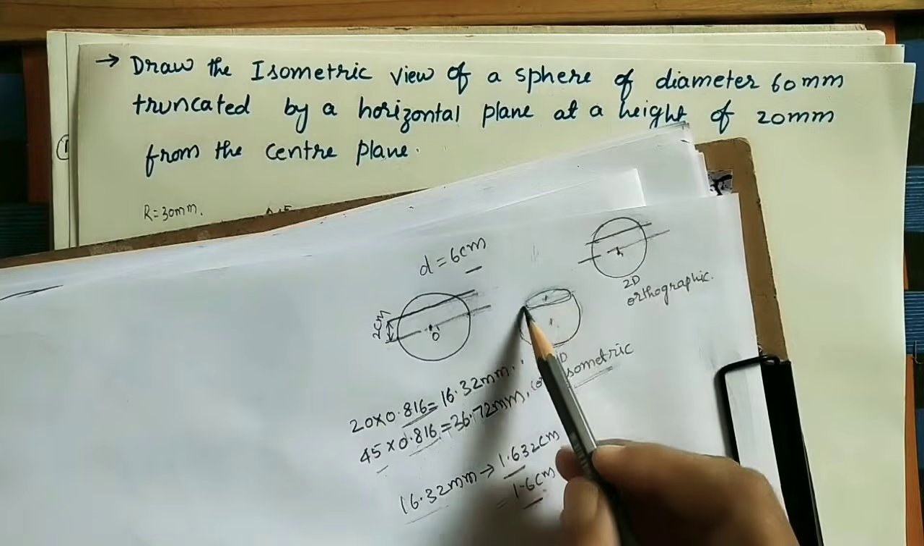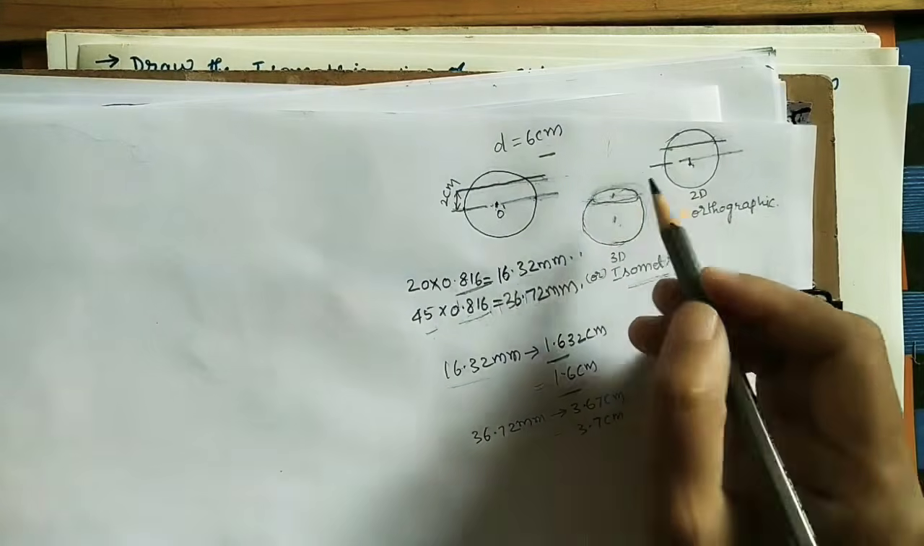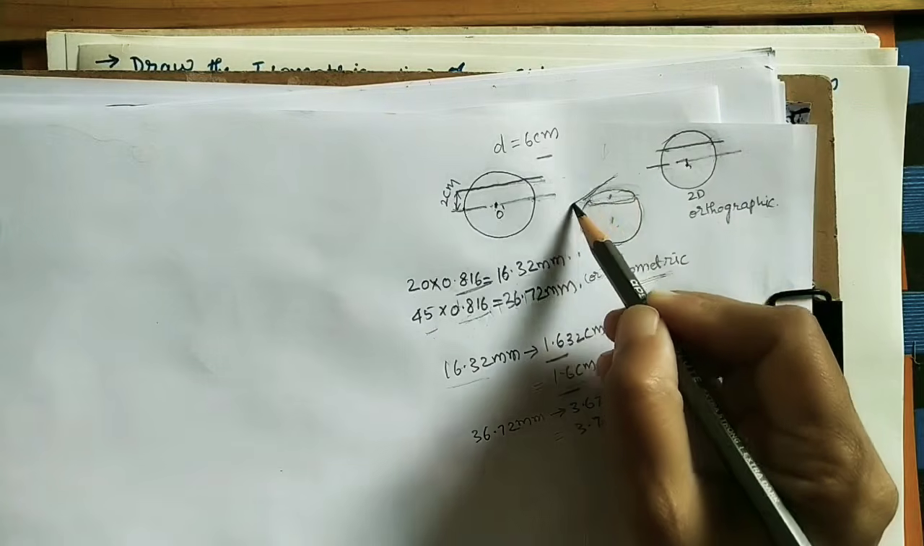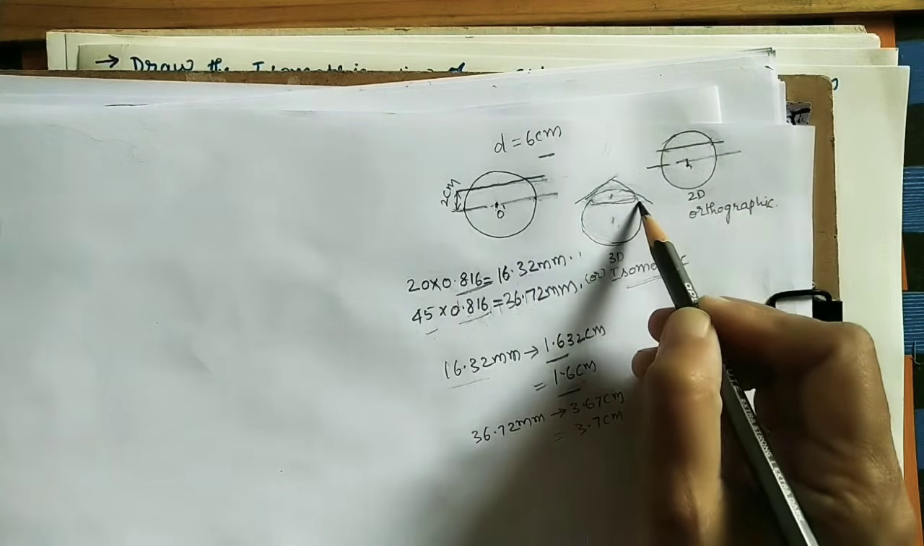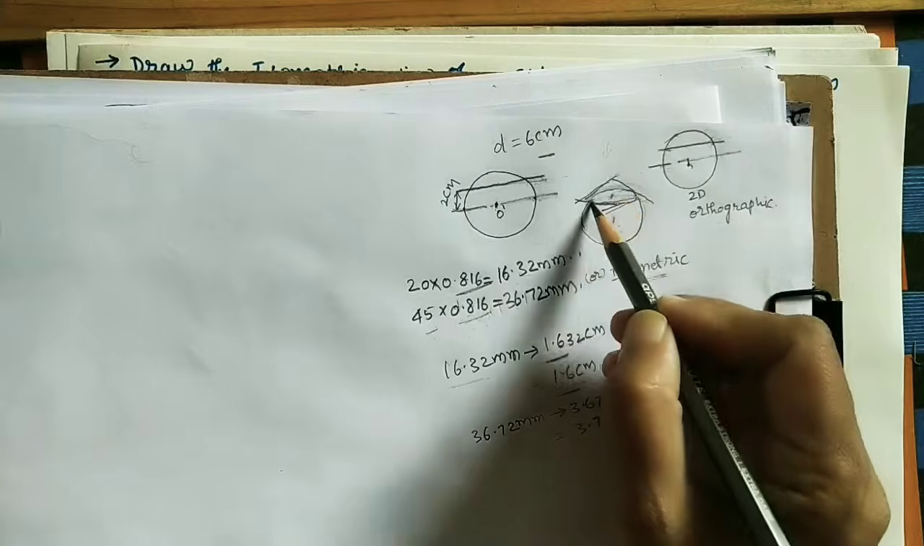So at this center we will get this ellipse. For doing the ellipse, we are following the four-center method. Okay, roughly I will do it here. We need to do one circle and one rhombus like this for doing the ellipse here.